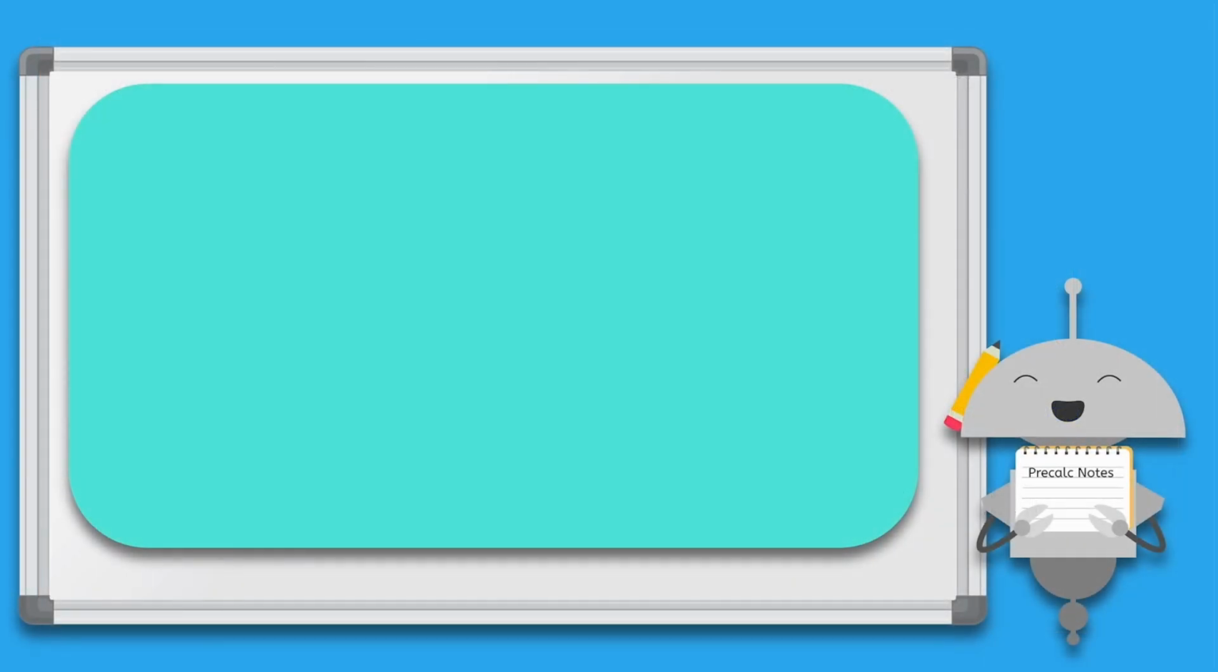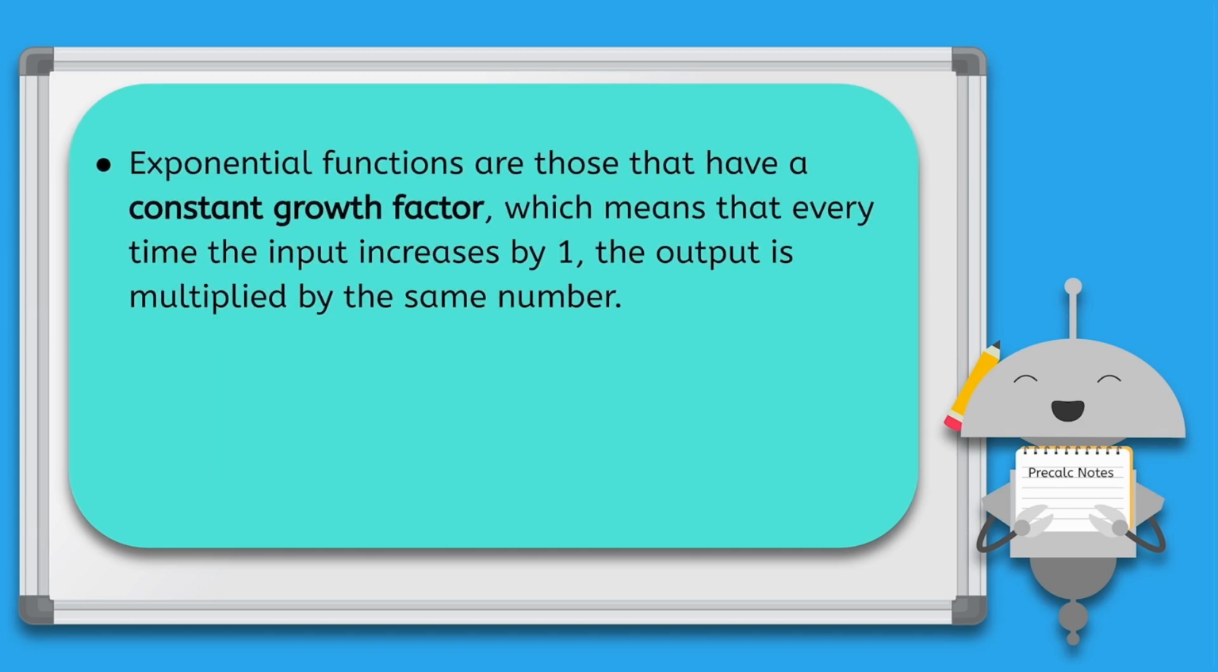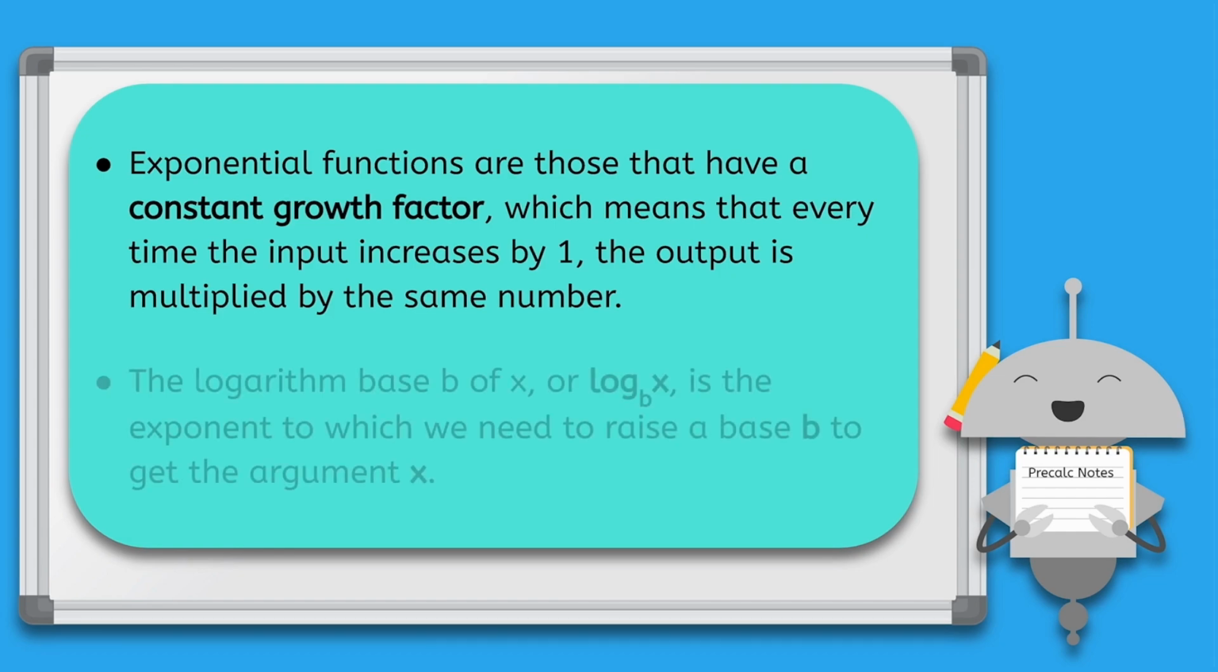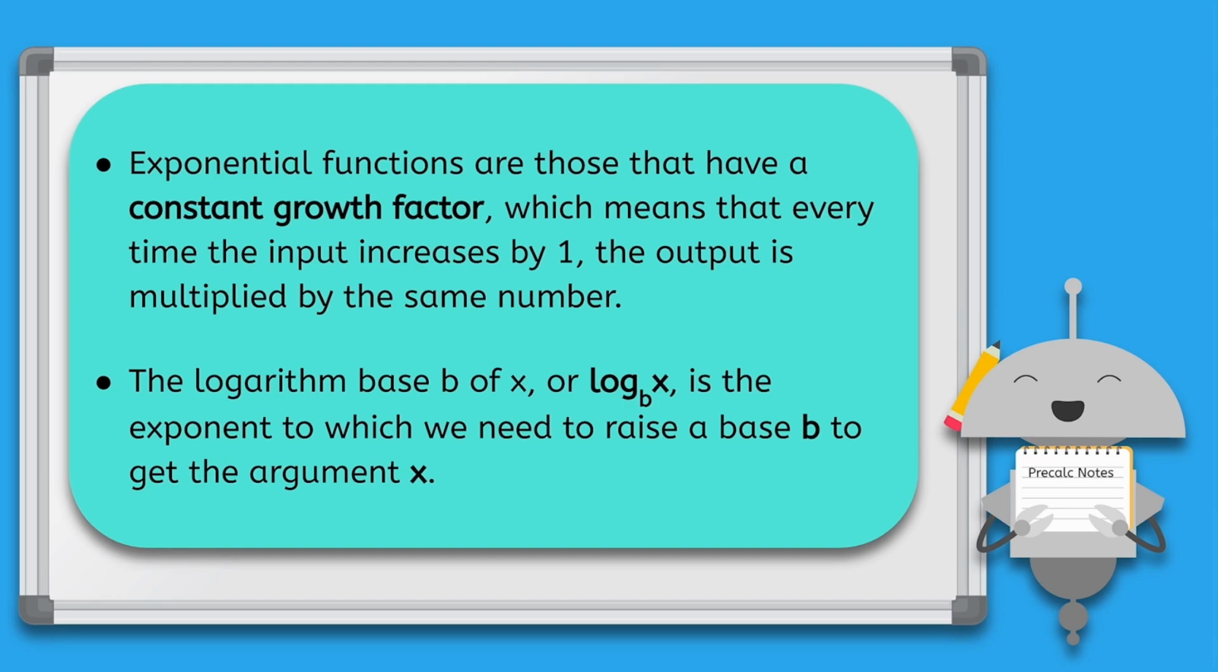Today, we learned two very important concepts we'll be using throughout this entire unit. First, we saw that exponential functions are those that have a constant growth factor, which means that every time the input increases by 1, the output is multiplied by the same number. And second, the logarithm base b of x, or log base b of x, is the exponent to which we need to raise a base b to get the argument x.